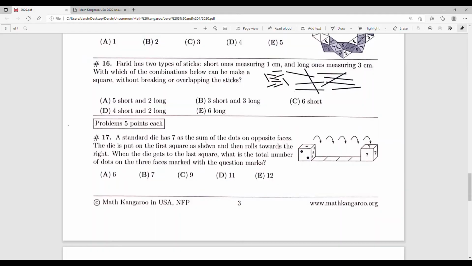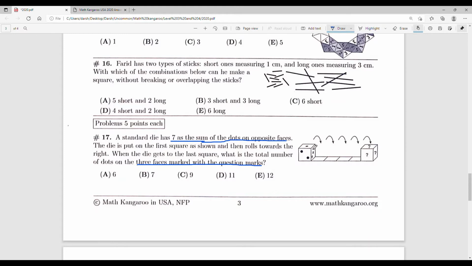So, let's go ahead and get started with number 17. A standard dice has 7 as the sum of the dots on opposite faces. The dice is put on the first square as shown, and then rolls toward the right. When the die gets to the last square, what is the total number of dots on the 3 faces marked with the question marks? So, we know that a standard dice has 7 as the sum of the dots on opposite faces. And then we want to know the 3 faces marked with the question mark.